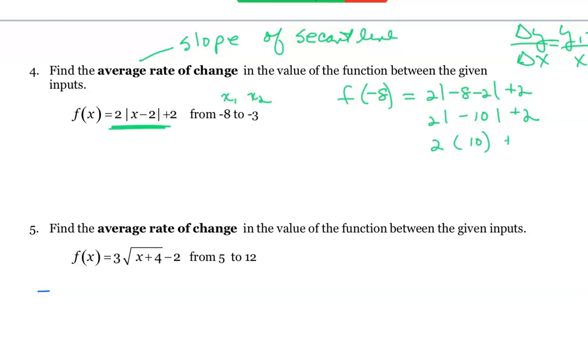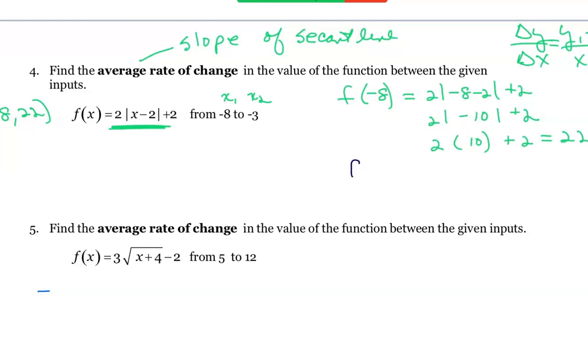That's multiplied, and then 2 is added to it, so that's 22. So right now I have 1 point, and that is -8, 22. Now let's get the other one.